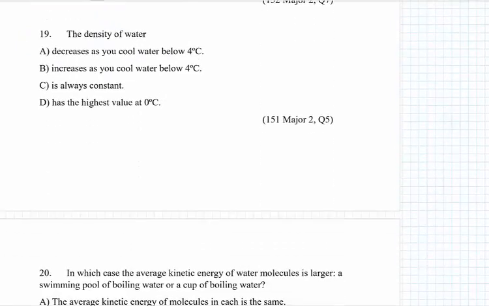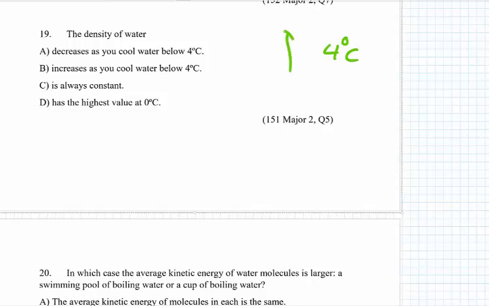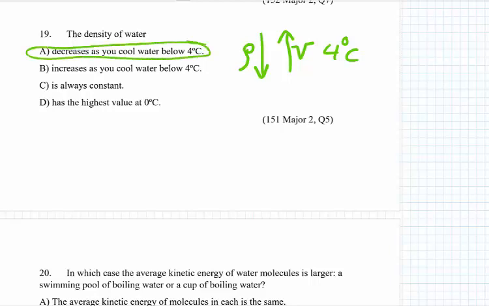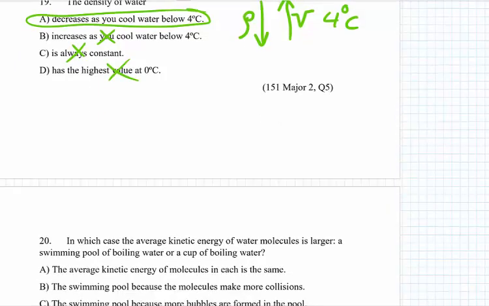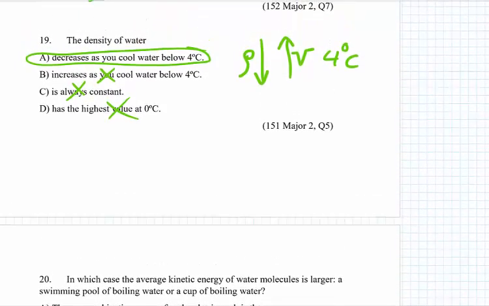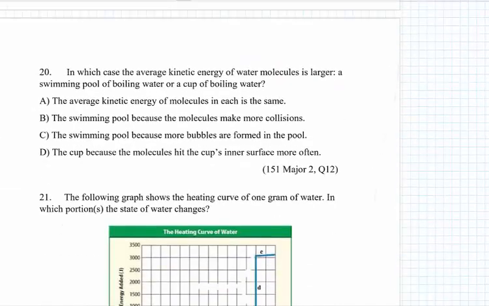Density of water below 4 degrees. We know that below 4 degrees Celsius, the volume will increase and the density, I will call it rho, will decrease. So it decreases as you cool water below 4 degrees Celsius. Increases, of course, not. Is always constant, not. Has highest value at 0, no, that's not right. The highest value of the density is at 4 degrees Celsius. This is the highest value of the density.